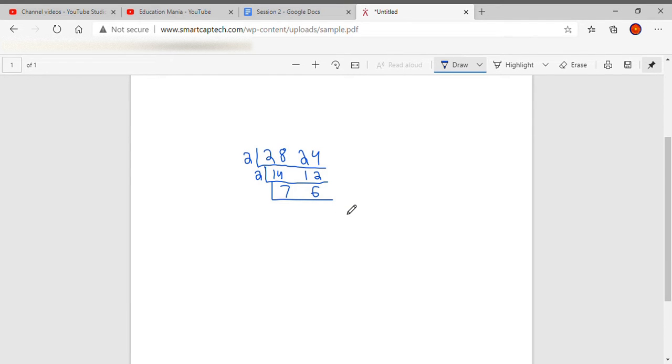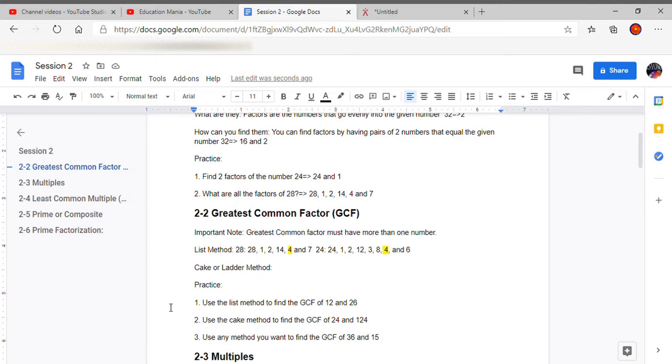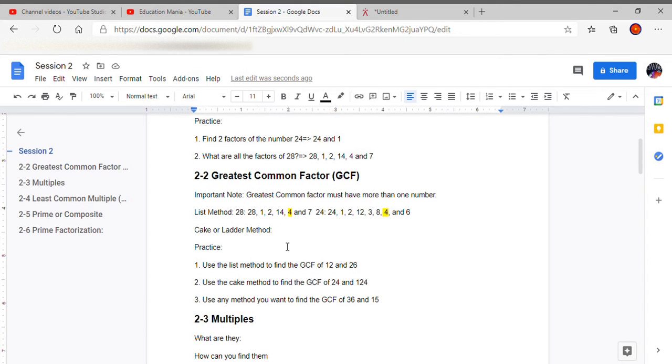So now to find the greatest common factor, you multiply the numbers that are on the left side. So that would be 2 and 2, sorry. So 2 times 2, you get 4 as our answer for the greatest common factor. Okay, let's go back. So we would get 4 also.